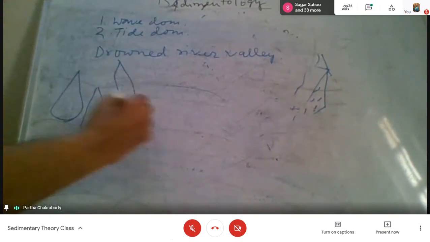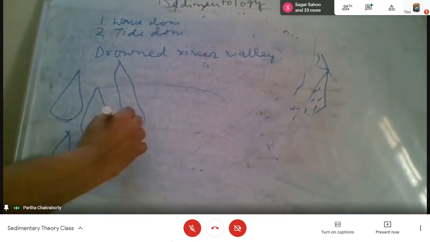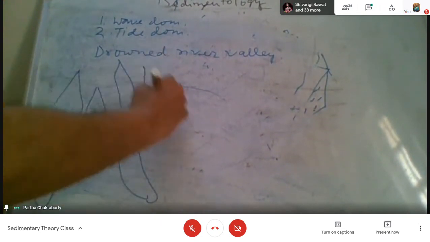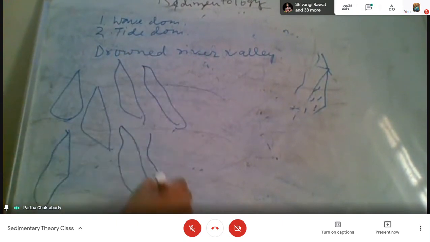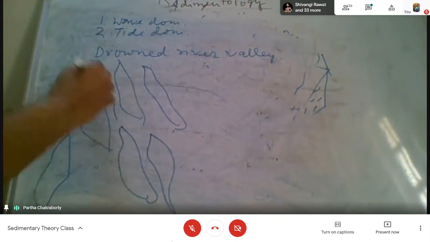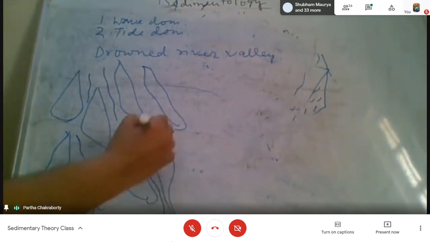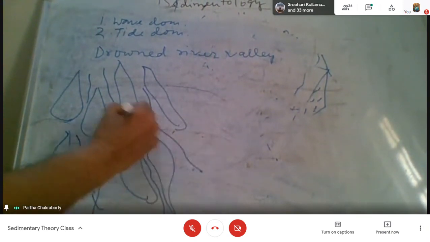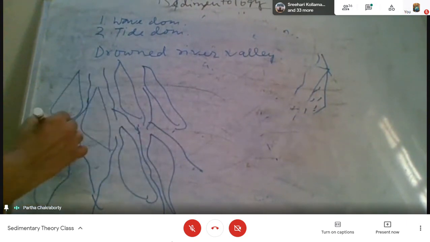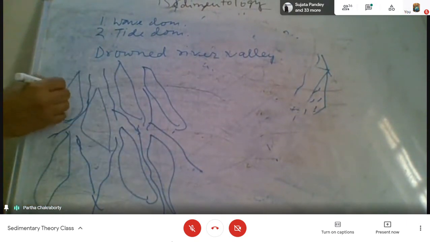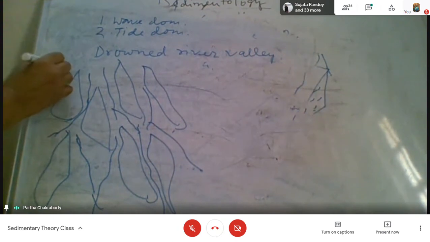The distal part of a delta is this kind of elongated bar system, and in between there are channels. These are the channels. This is how the distal part of the Ganges is. Distal part of Ganges. All these are basically tidal bars.